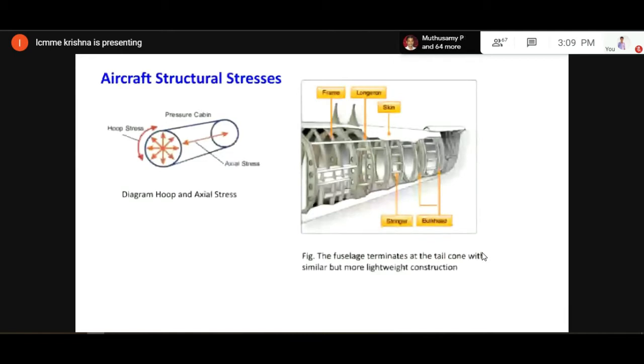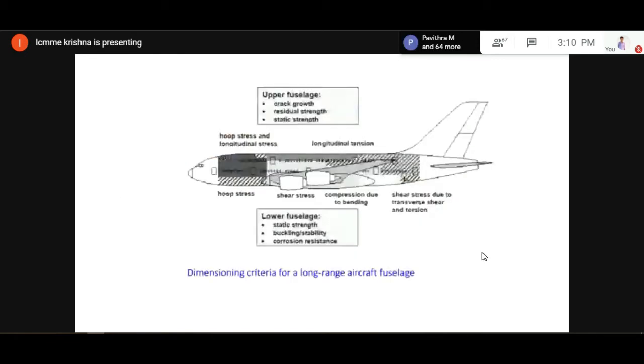So here we see the pressure cabin is subjected to the axial stress, the hoop stress, and the pressure inside the cabin. This is a monocoque construction where you can see the frame, the longerons, the skin, the stringers, and the bulkheads, and the fuselage terminates with the tail cone, but it always maintains lightweight construction. It's called the monocoque construction. With this, you can see here the upper fuselage and the lower fuselage. They don't follow a similar pattern.